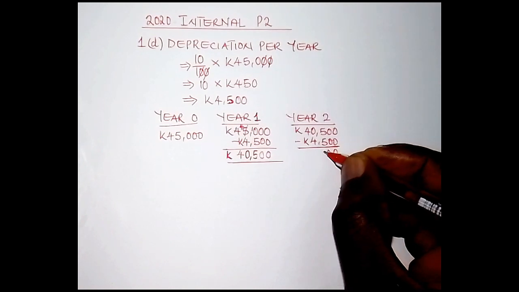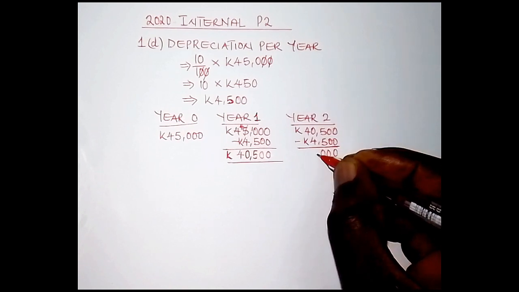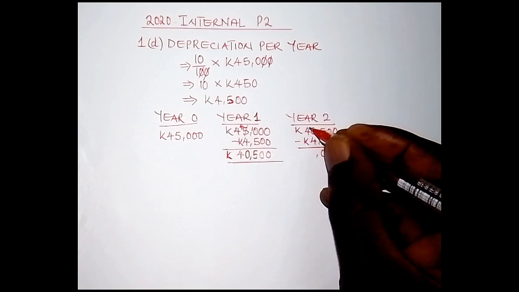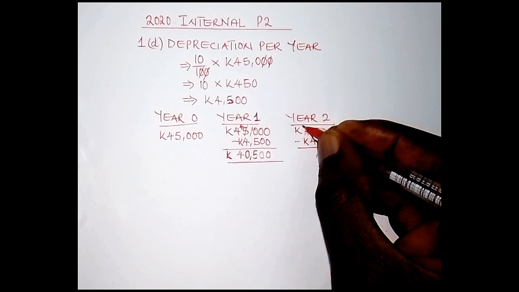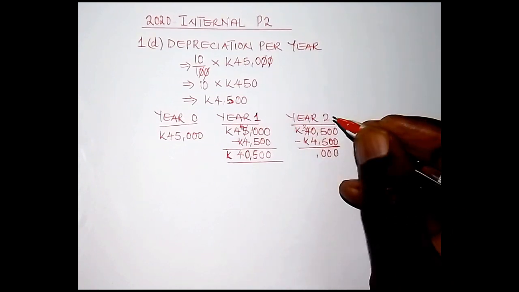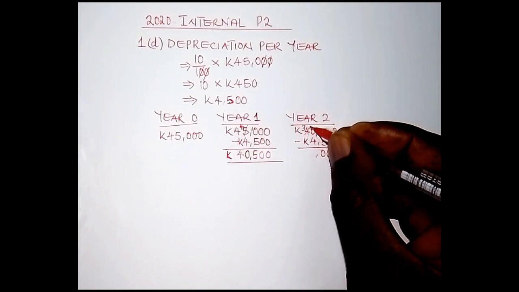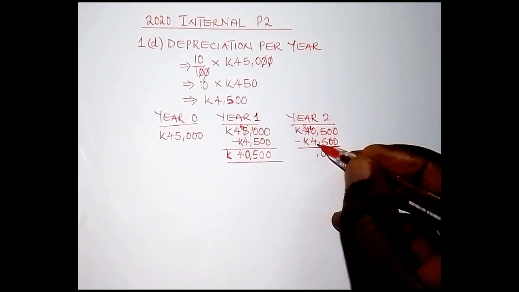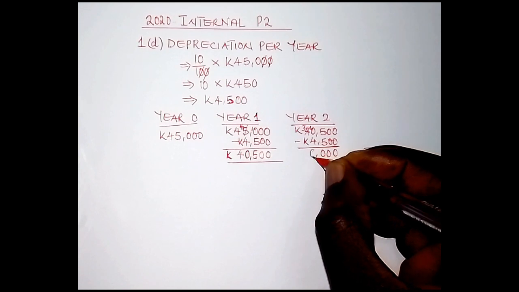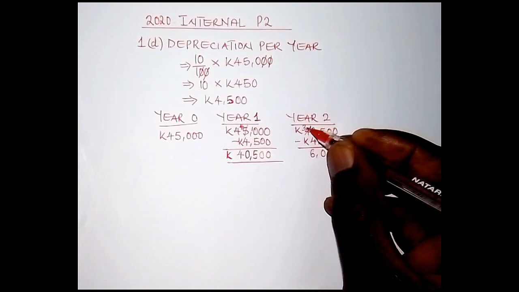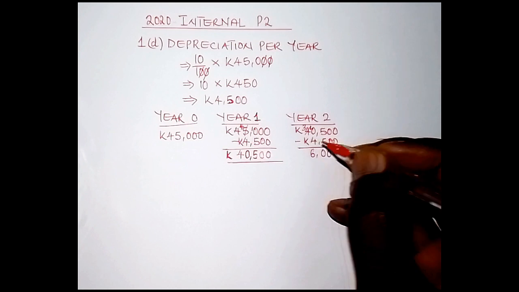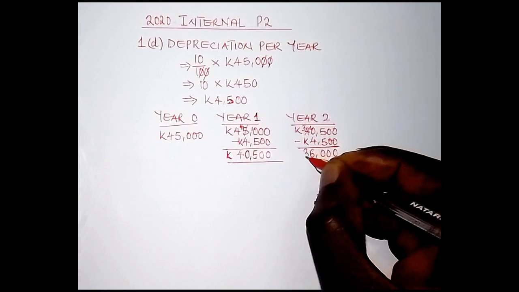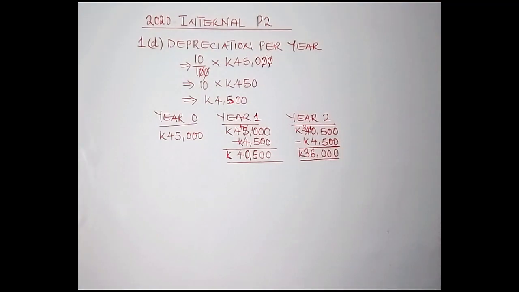What is the difference? 0 take away 0 again is 0. 0 take away 0, 0. 5 take away 5 is 0. And here 0 take away 4, so we get a 1 from 4. Here we're going to remain with a 3. And we put that 1 in front of 0, so that becomes 10 minus 4. That gives us a 6. And the 3 take away 0 gives us a 3. So at the end of year 2, the value of the vehicle is 36,000.